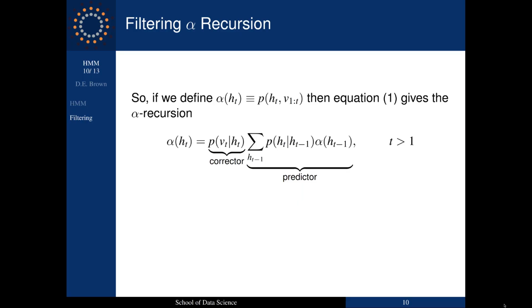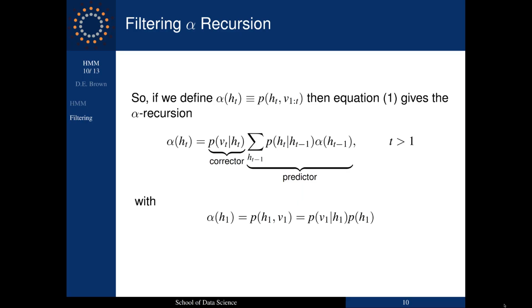That's going to be equal to two major components. One component we could call a corrector component. It's giving us what the value is of the visible unit given the hidden unit at the current time. And that's all times that summation. Then we'll call that the predictor unit. So all we're doing is just rewriting equation 1 now in terms of alpha of h of t. That's all we've done here. And this equation is good for t greater than 1.